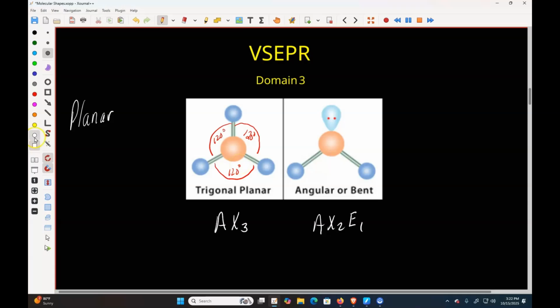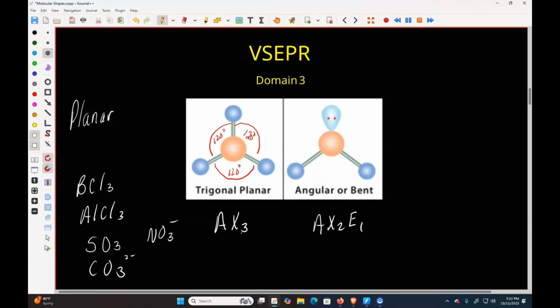And some examples here would be things like BCl3, AlCl3, SO3, CO3 2 negative, nitrate. Those are some examples of AX3. It's a domain 3 because I have 3 bonds.